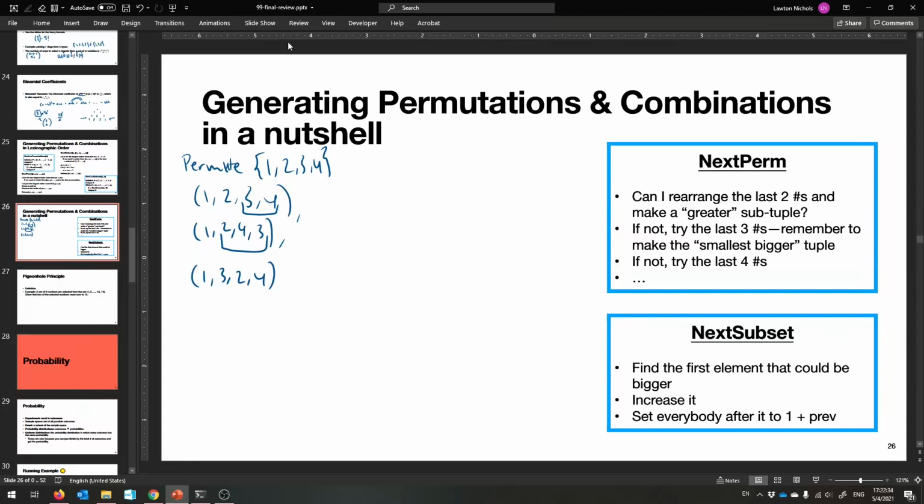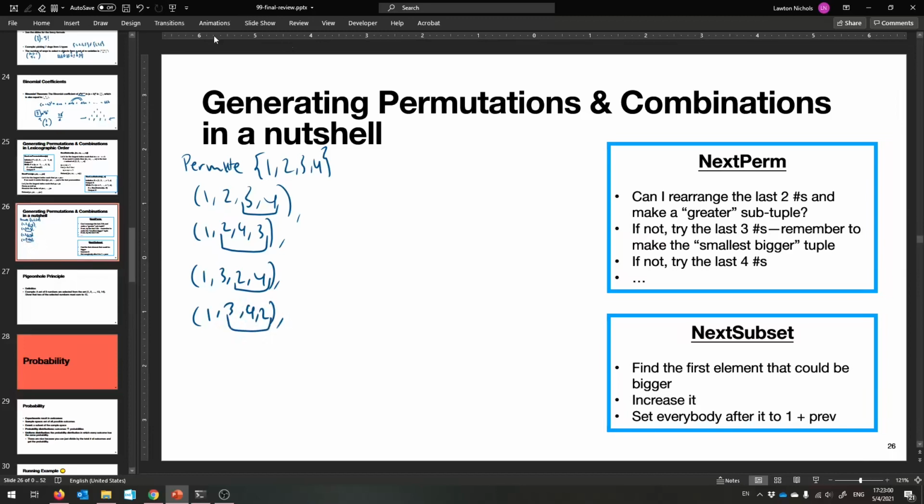You see that? You're always trying to make the smallest bigger next tuple, which is a weird thing to talk about. So it can't be like 4, 2, 3 or something like that. 4 can't come first because 3 is smaller than that. Okay? And so you just keep playing this game. Can I rearrange these two to make a next bigger subtuple? Yes. 1, 3, 4, 2. That's the next one. Can I arrange these two? No, we're done. We have to do this one again.